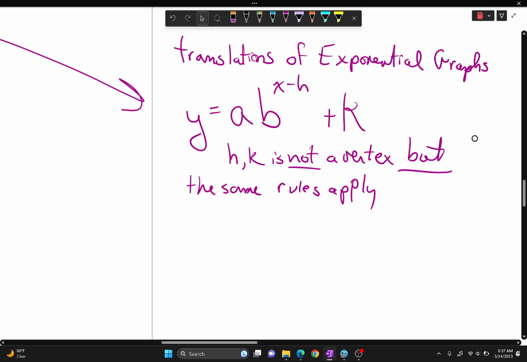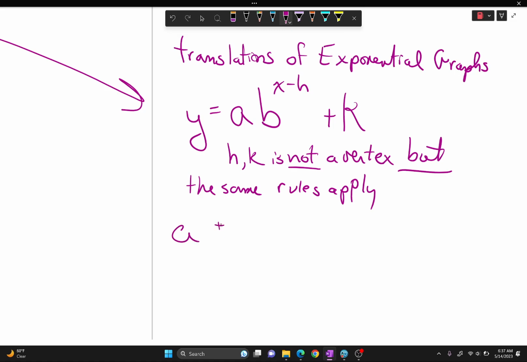B is the base, A is a multiplier. What does A do? Well, if A is positive, then it is going to be concave up. Remember back in the day when you did quadratics, you're like, oh, it's a happy parabola. This is like a happy exponential. If A is negative, then it is concave down. And if it's a multiplier bigger than 1, it can be a vertical stretch or compress.